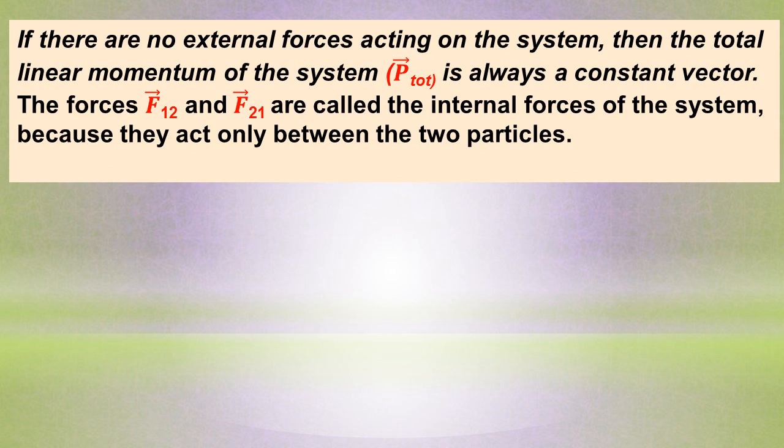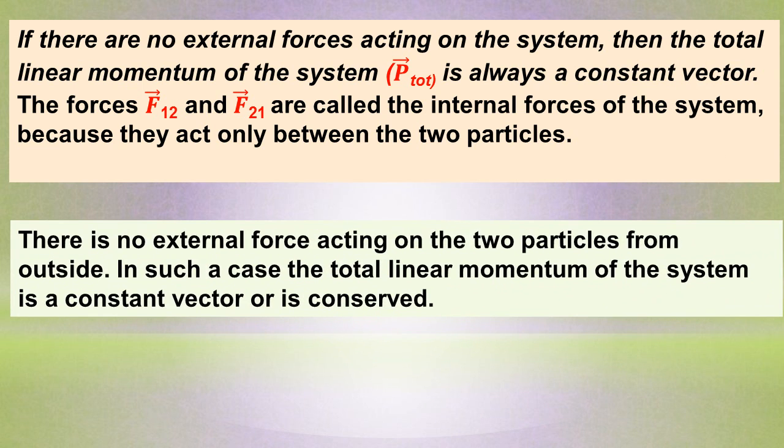If there are no external forces acting on the system, then the total linear momentum of the system, P total, is always a constant vector. Now, the forces F12 vector and F21 vector are called internal forces of the system because they act only between the two particles. There is no external force acting on the particles from the outside. In such a case, the total linear momentum of the system is a constant vector and it is conserved.